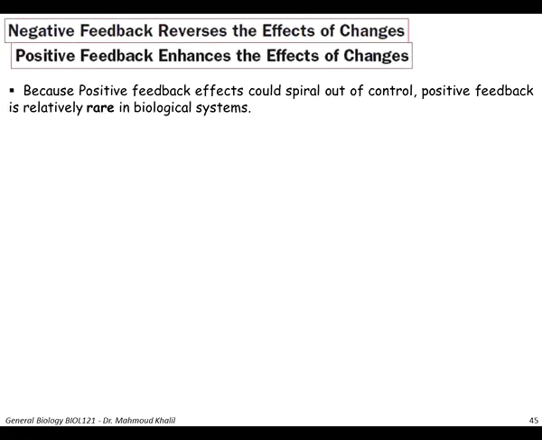So actually we have negative and positive feedback: one of them decreases the effect of change and one of them enhances the effect of change. Because positive feedback can spiral out of control, we find that it is relatively rare in biological systems. Most of the mechanisms that control homeostasis in our body and other animals are negative feedback.